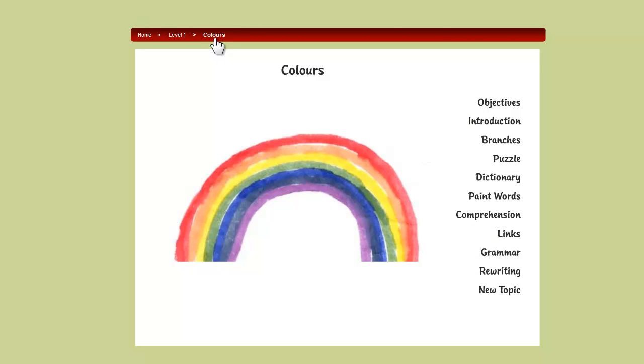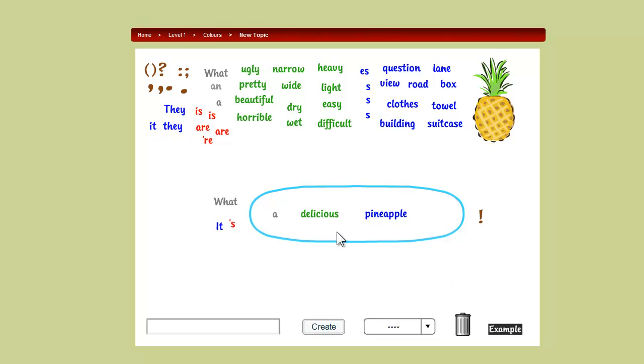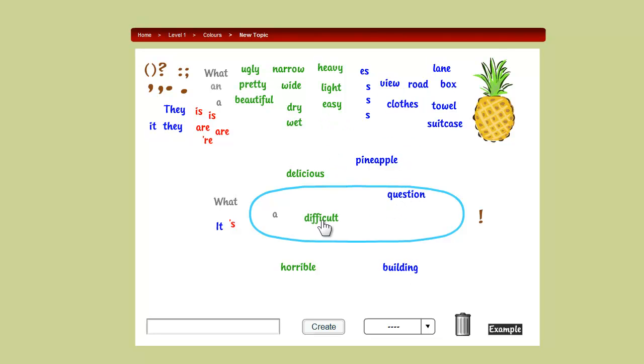Now let's look at new topic. It says, "What a delicious pineapple, it's a delicious pineapple." Here, we can change the words to make new sentences. We can say, "What a horrible building," or "It's a difficult question." So we're making new sentences with the same grammatical structure as the original language plant.